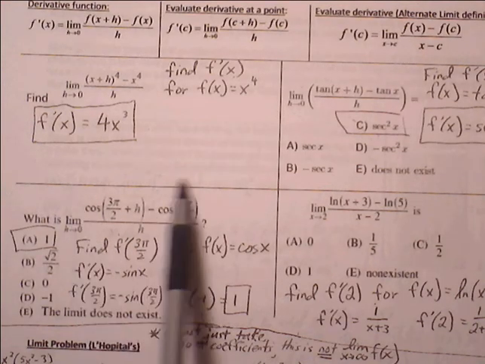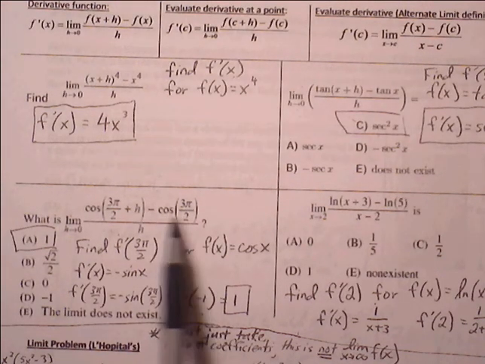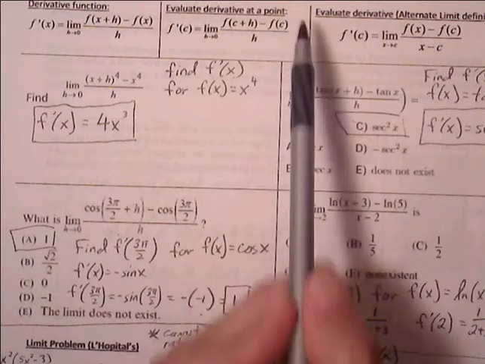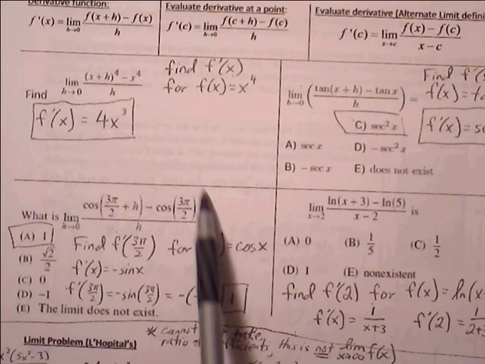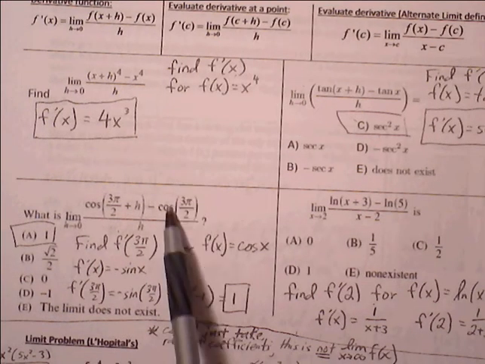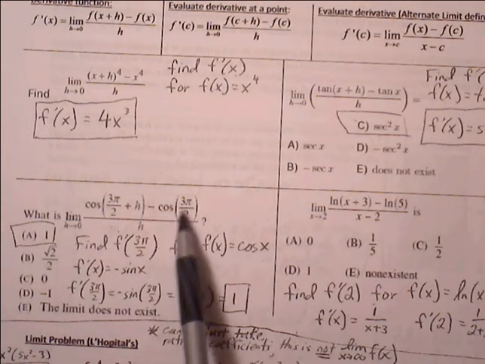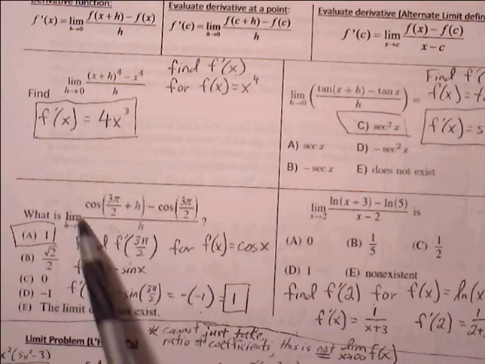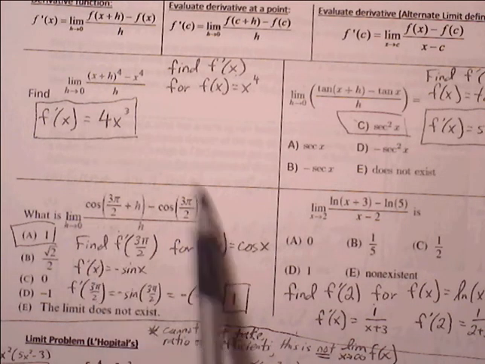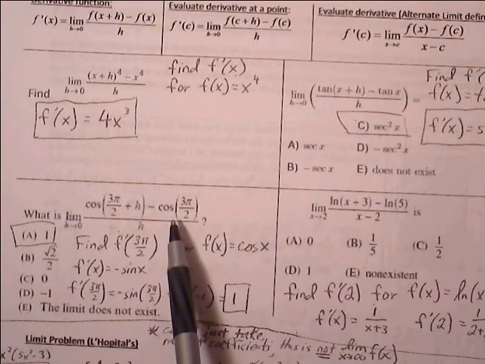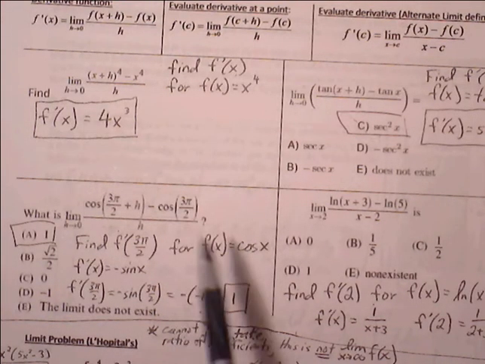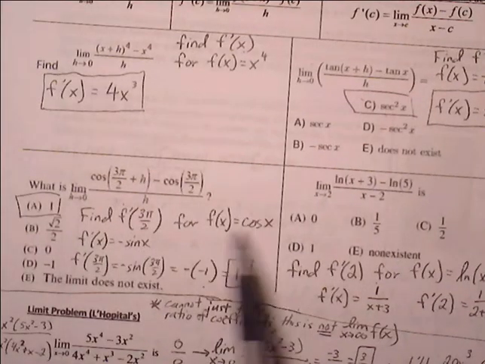So if we look at this, we should be able to tell that if this is representing f of c, then we know that f of x must be cosine of x, right? So if cosine of x is the function that we're pulling from this notation, and this is asking to find the derivative at a point, this is a two-step process. We first identified our function.